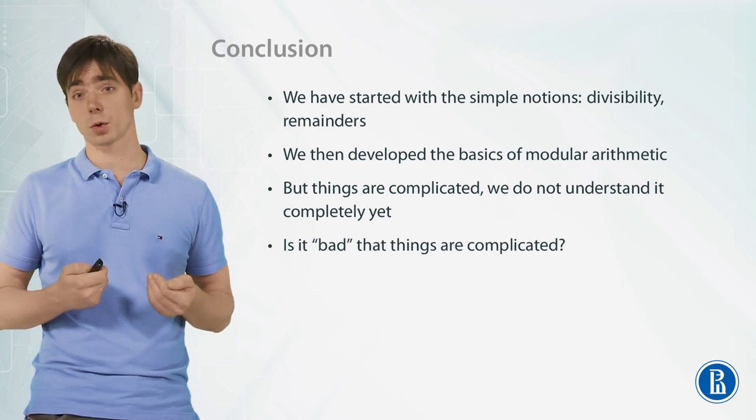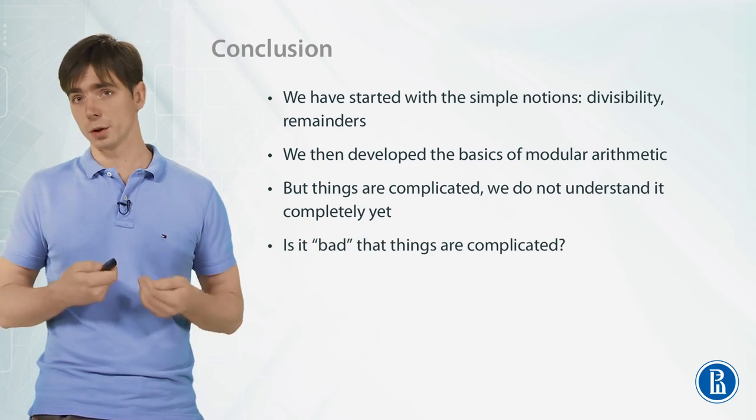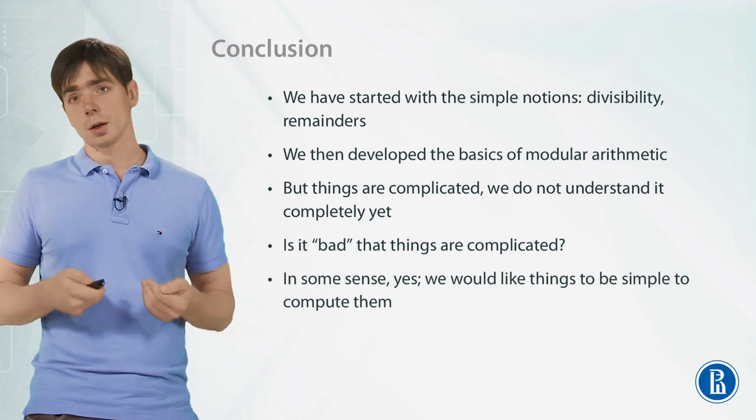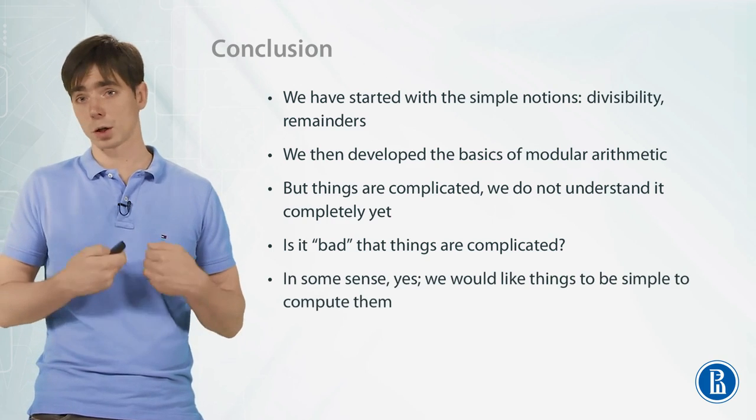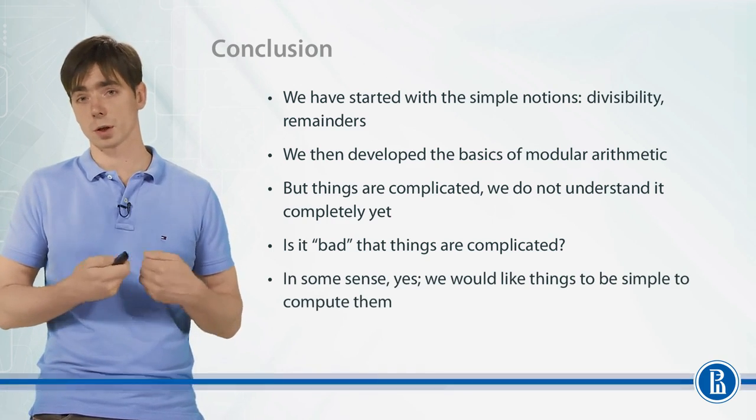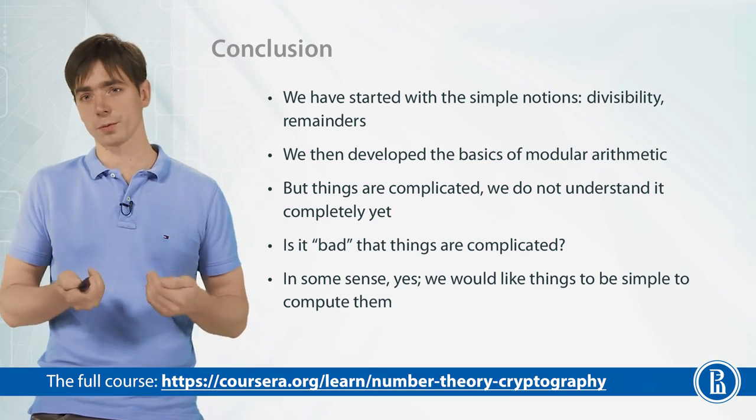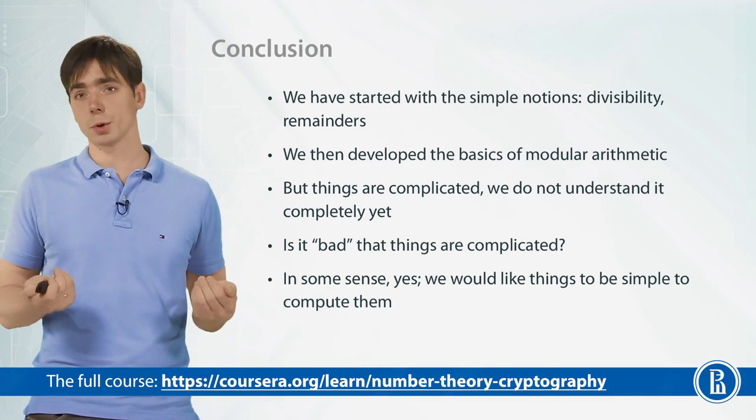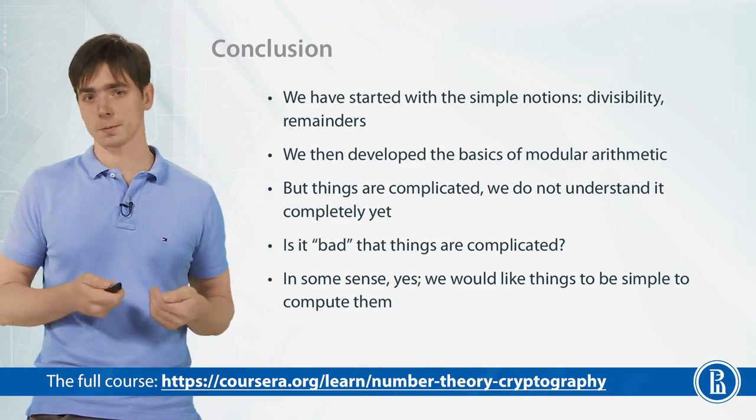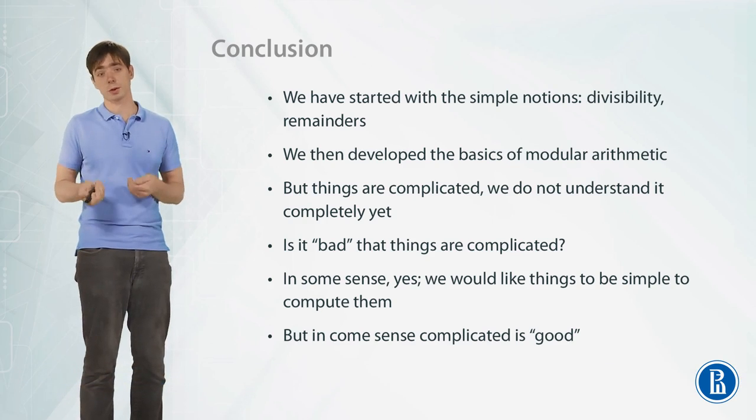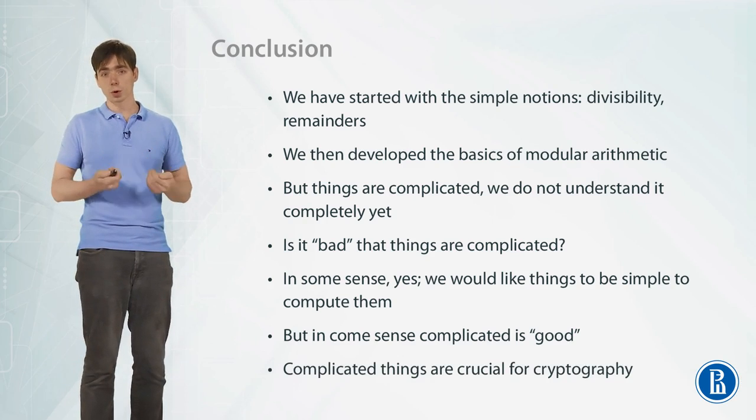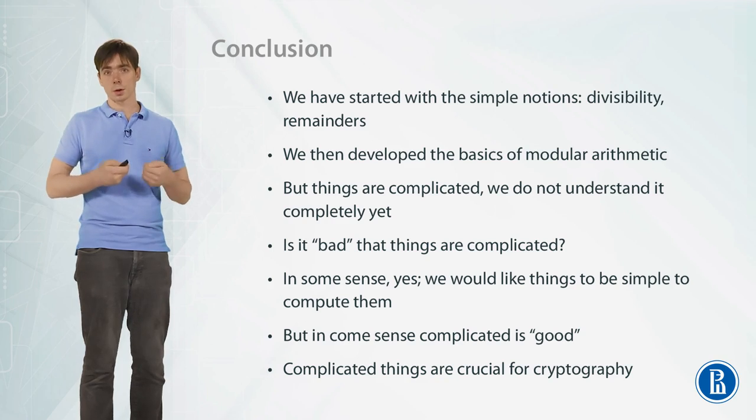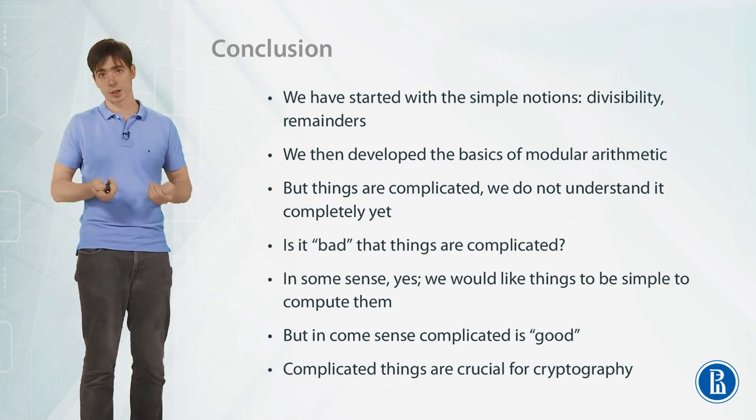Okay, is it bad that things are complicated? Is it bad for us in any sense? In some sense, yes. We would like things to be simpler because we would like to use our number theory for computations. We would like to compute things effectively. And if something is complicated, it is harder for us to compute. But maybe in some sense complicated is good. And it turns out that yes, this is true. Complicated things are also important and they are crucial for cryptography. Cryptography relies on things that are hard to compute. So if we have something that is hard to compute, in some other sense this is good for us.